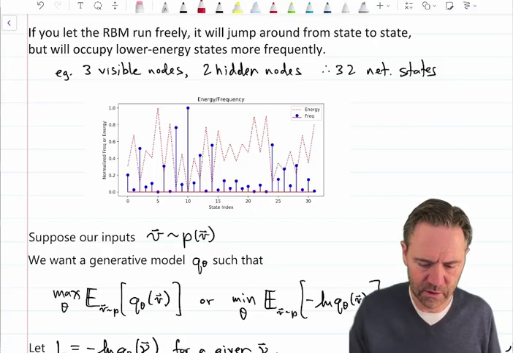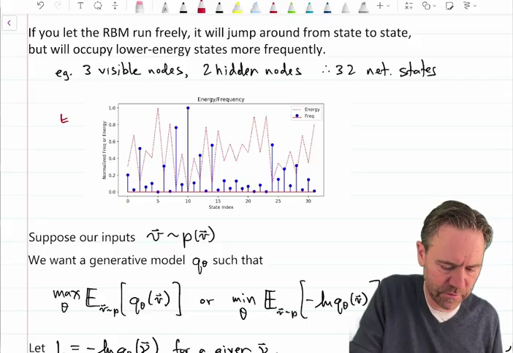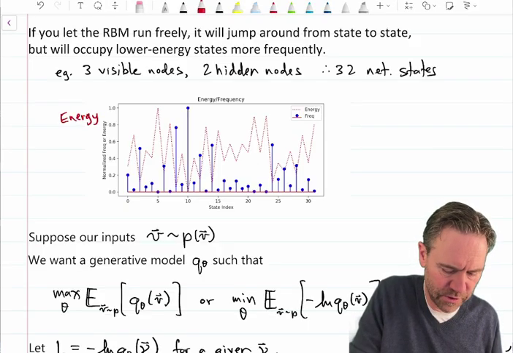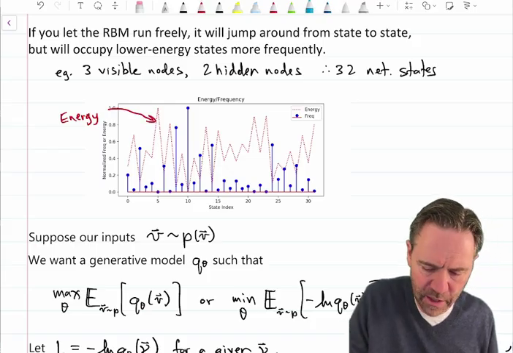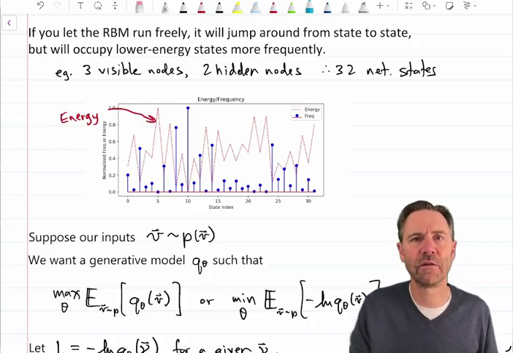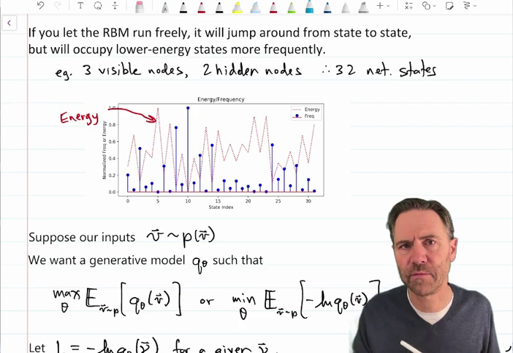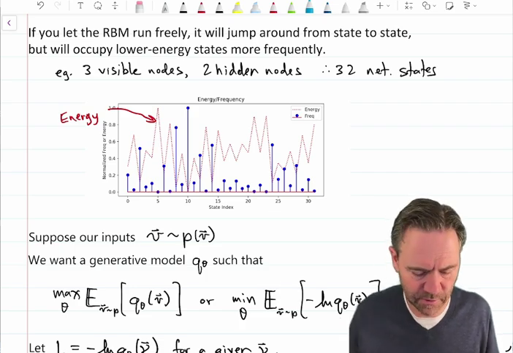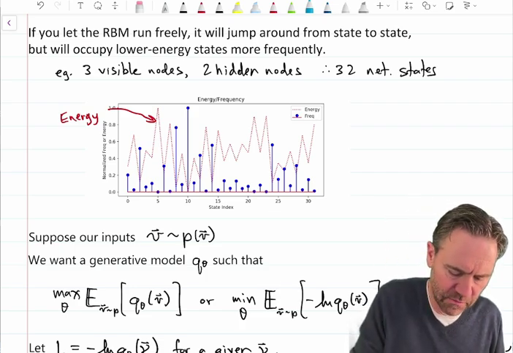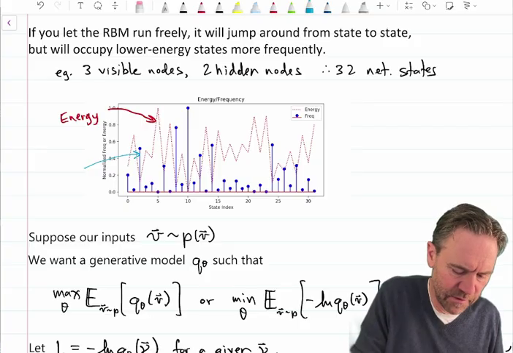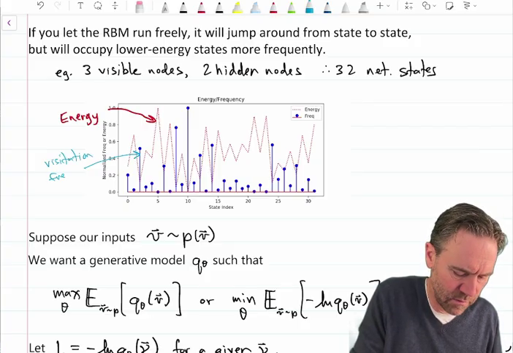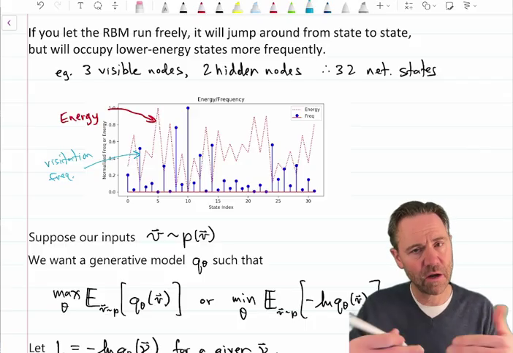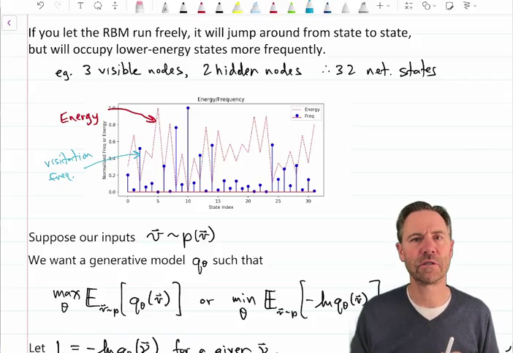This red line is the energy, and this blue line is the visitation frequency from running a simulation. I ran it probably 10,000 times or something. They're normalized so that they can be visible on the same graph. But you can see when the energy is low, the visitation frequency is high.